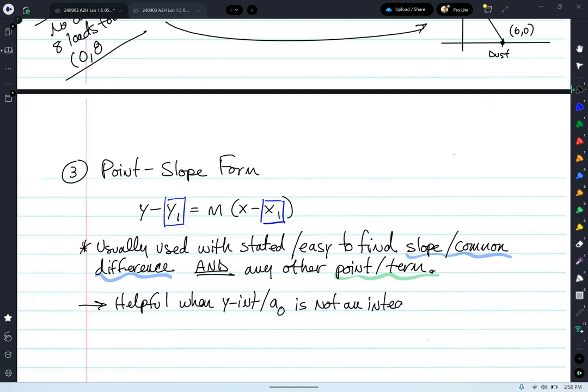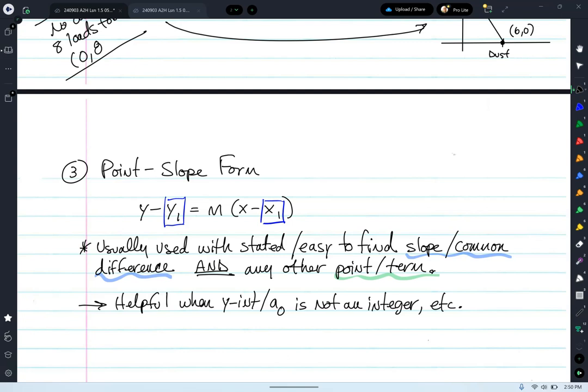And I'm going to say etc. because you might have a graph where your line is just way off and you don't even have a y-intercept in your picture. And so it's not clear what the y-intercept is or what the 0th term is. And so maybe in that case, you just want to jump to using point slope form. And that's where you would use this one.